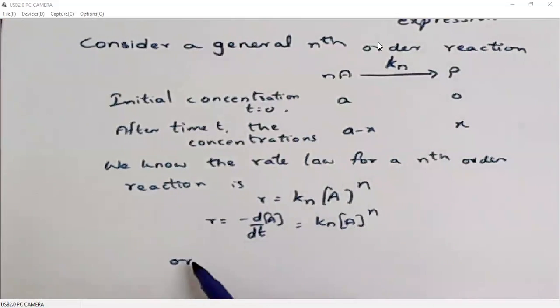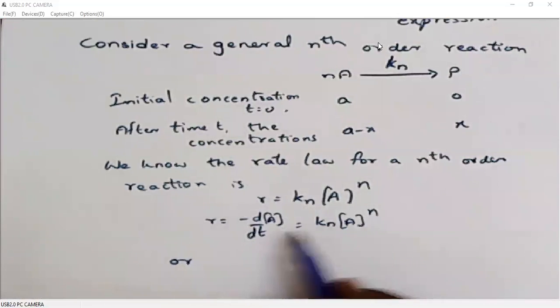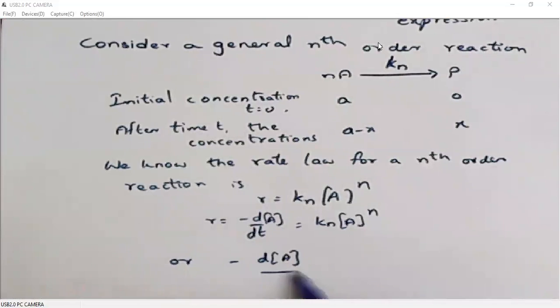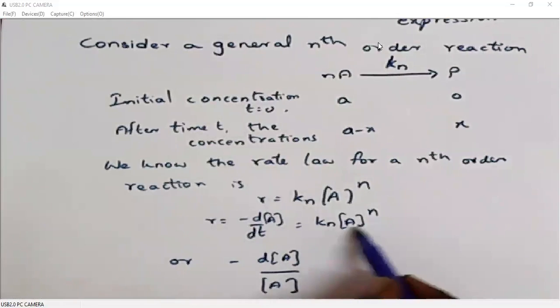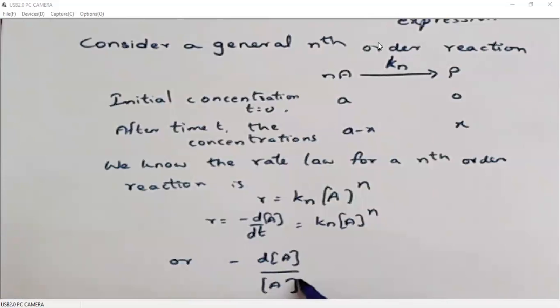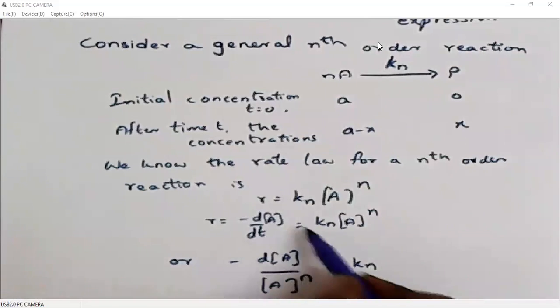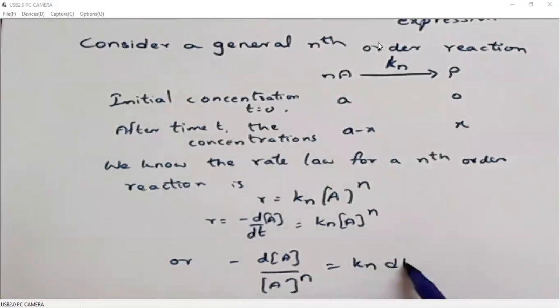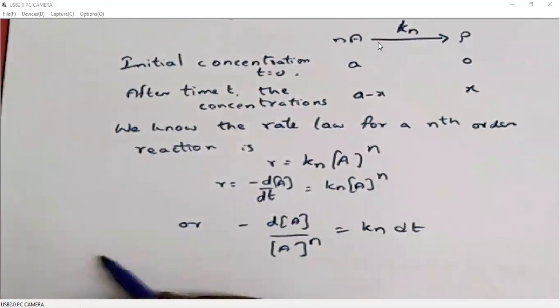Now we will change the variables. So minus dA, all concentration terms we will write this side. So it becomes numerator; when it is made this side, it becomes denominator, is equal to Kn into; when it is made this side, it becomes numerator. Now we will integrate this.